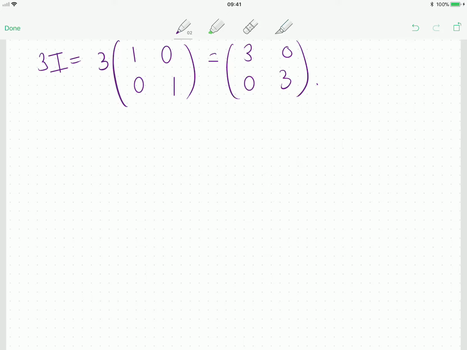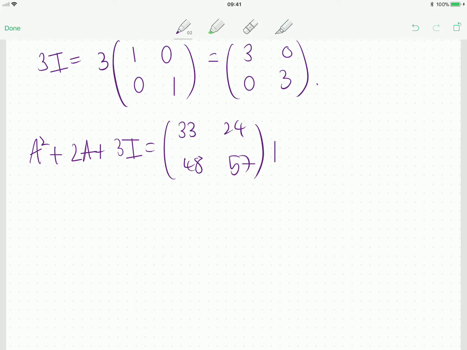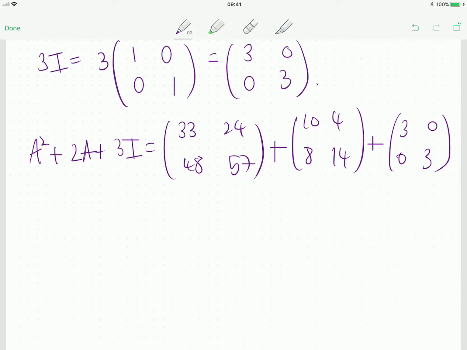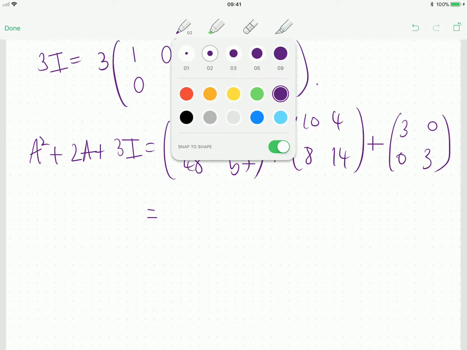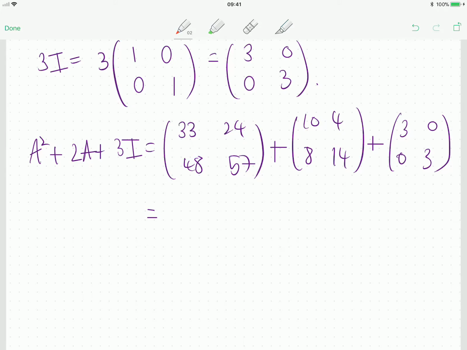And finally, we can calculate A squared plus 2A plus 3I. We have all the pieces. A squared, we've already shown, is this one. 2A we've already shown is this one. And 3I, we just did this: 3, 0, 0, 3. So finally, we add the matrices. We can only do this when the dimensions of each of the matrices involved are the same. They're all 2 by 2, so we can.